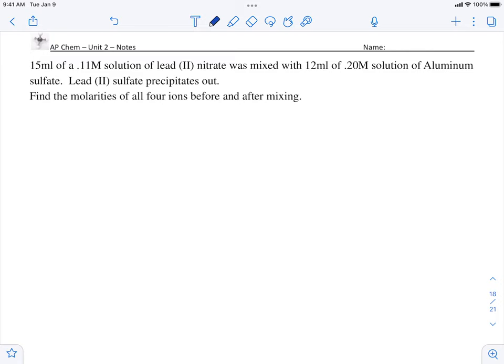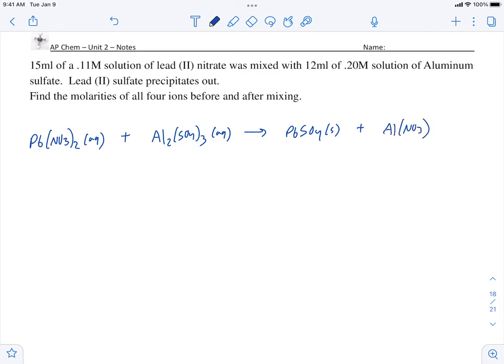So we're going to start by writing a balanced equation. Lead II nitrate: the formula looks like this, Pb(NO3)2. Aluminum sulfate: aluminum's plus 3, sulfate is minus 2, so it's going to be Al2(SO4)3. They're going to react. We're going to get lead sulfate. They don't tell you what the other product is, but you should be able to figure that out. What's the other product? Yeah, aluminum nitrate. Nitrate is minus 1, aluminum is plus 3, so we're going to need 3 nitrates on that. Okay, that's aqueous.